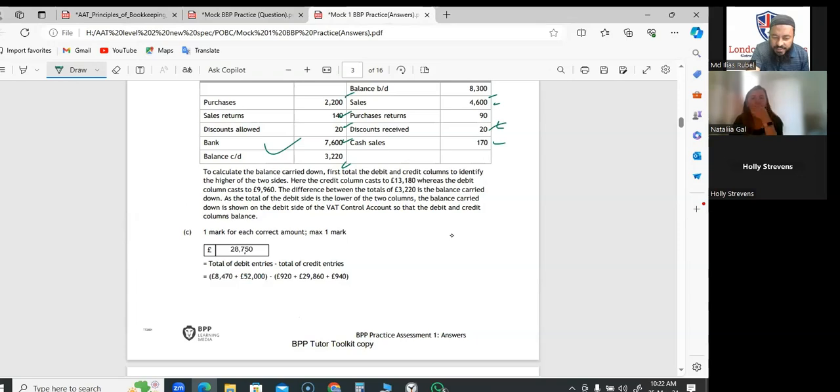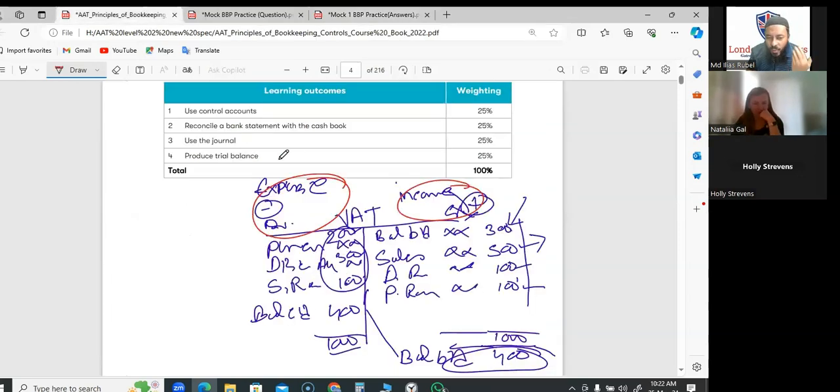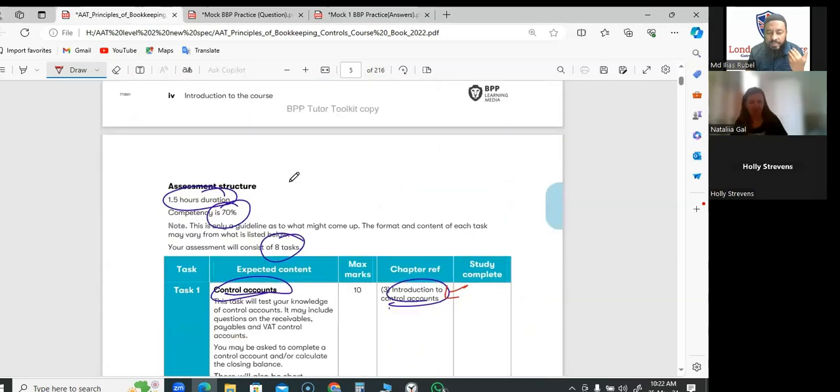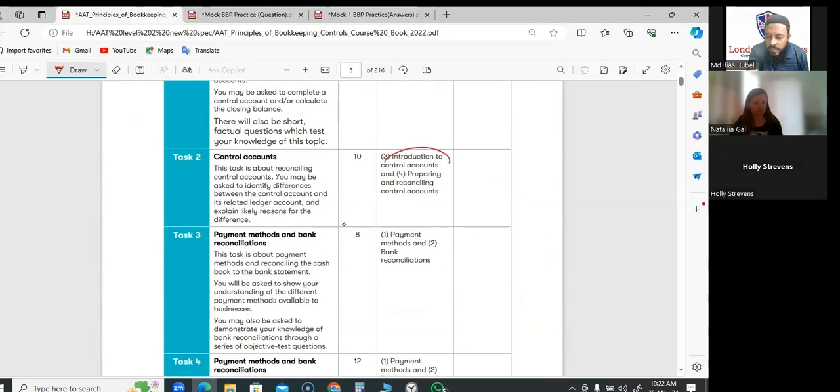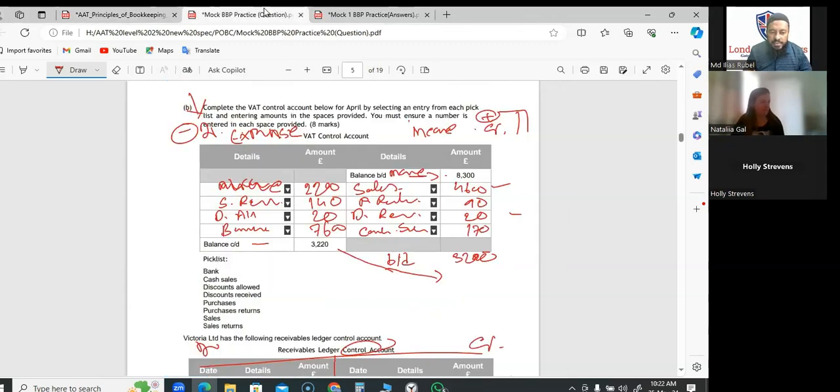And how about this one? Even easier. Sweet and simple, yeah? Shall we move to the next one? What you can expect in task number 2: a little more control account, a bit of reconciliation. Let's go to the next page.